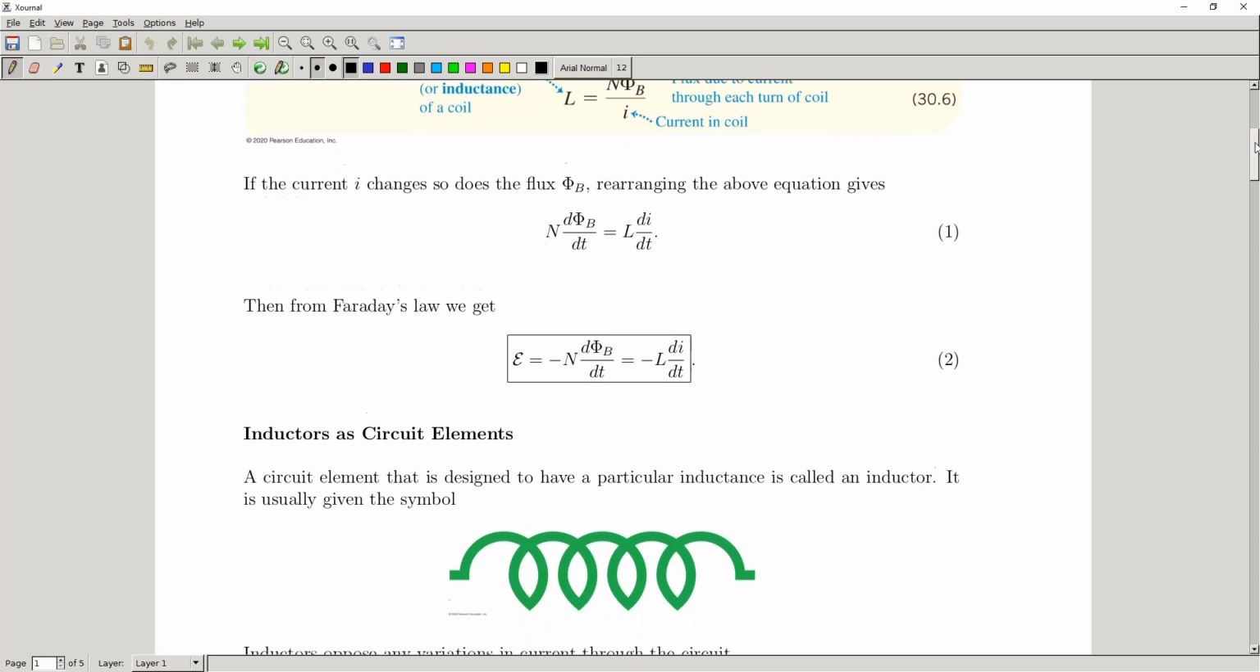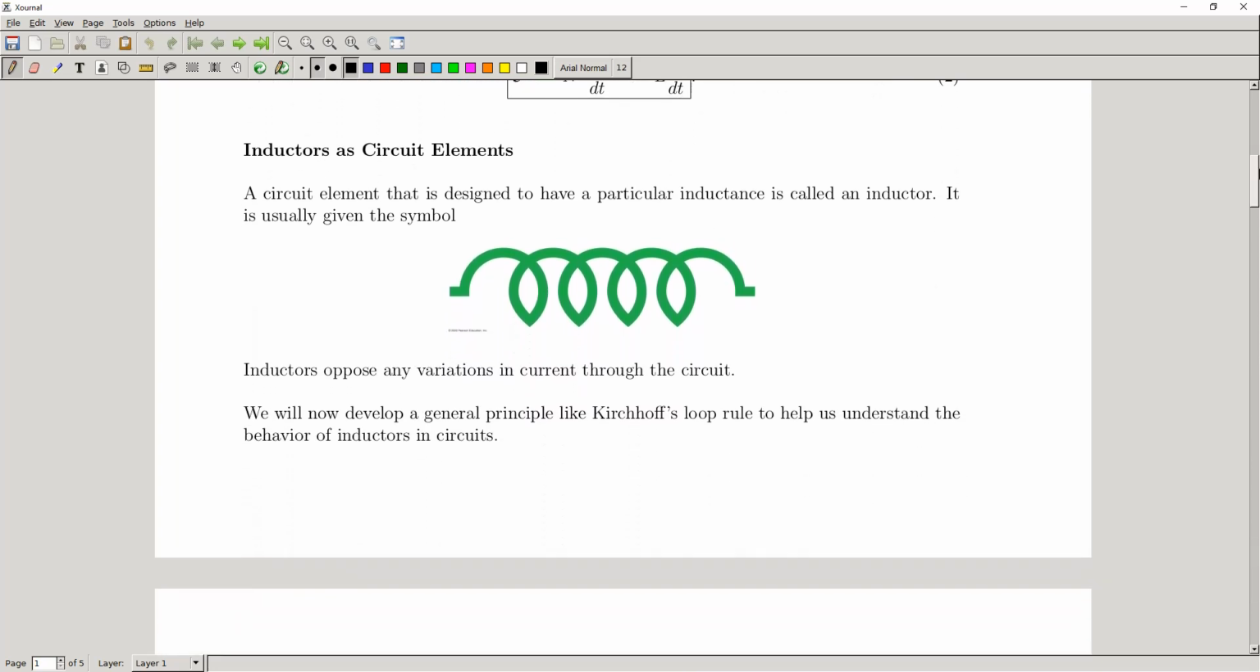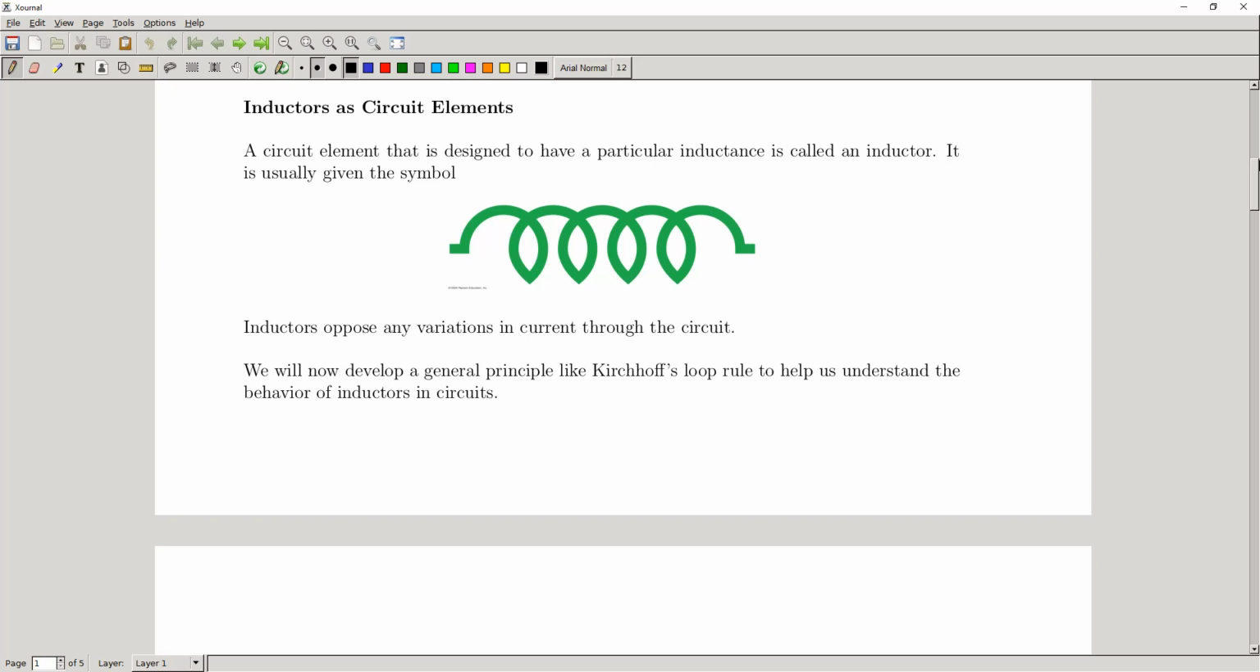Now let's talk about inductors as circuit elements. Okay, so a circuit element that's designed to have a particular inductance is called an inductor. It's usually given the symbol that we see here, like this green squiggly thing. It doesn't need to be green. Oftentimes you'll see it written in black. It'll just look like this, where a resistor looks like this. They're two different symbols that we would use.